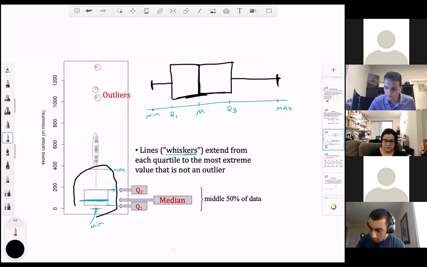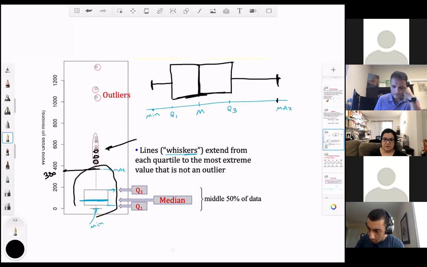Again, in this example, the maximum, for example, is let's say 380. But you see some points there, correct? The way they graphed it, they assume that those are the outliers.